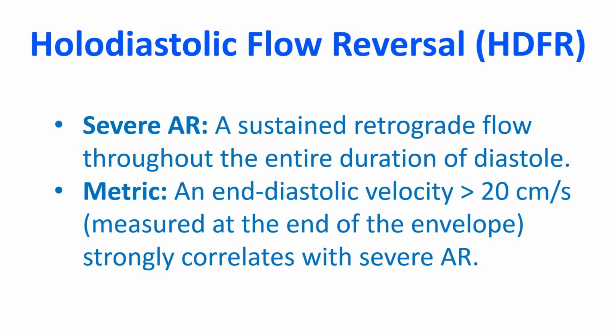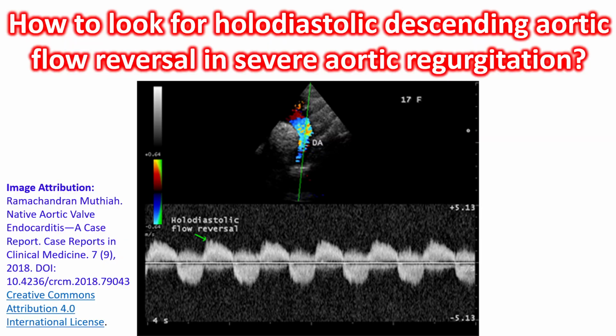Measure this in the proximal descending aorta using the suprasternal notch view or the abdominal aorta. In severe aortic regurgitation, a sustained retrograde flow throughout the entire duration of diastole indicates severe aortic regurgitation. An end diastolic velocity more than 20 cm per second measured at the end of the envelope strongly correlates with severe aortic regurgitation.